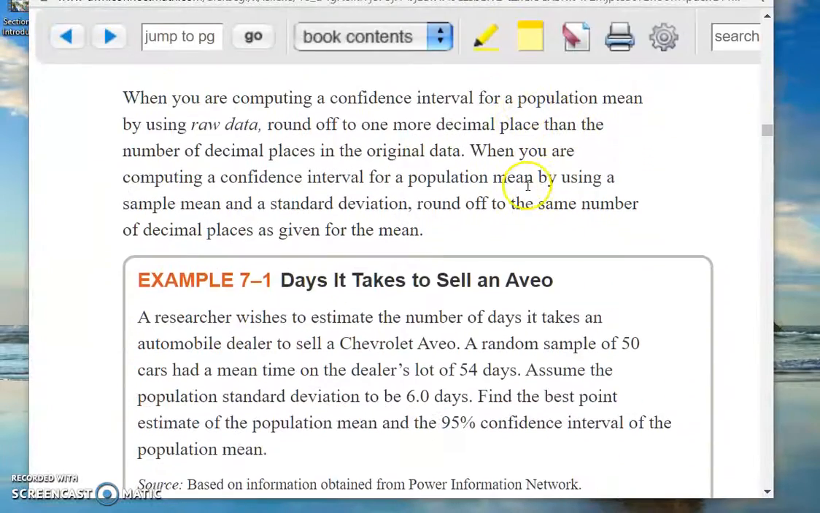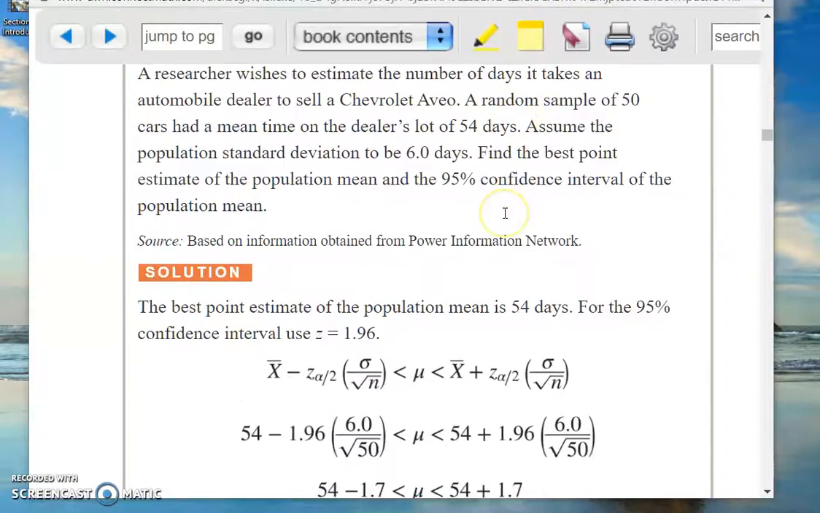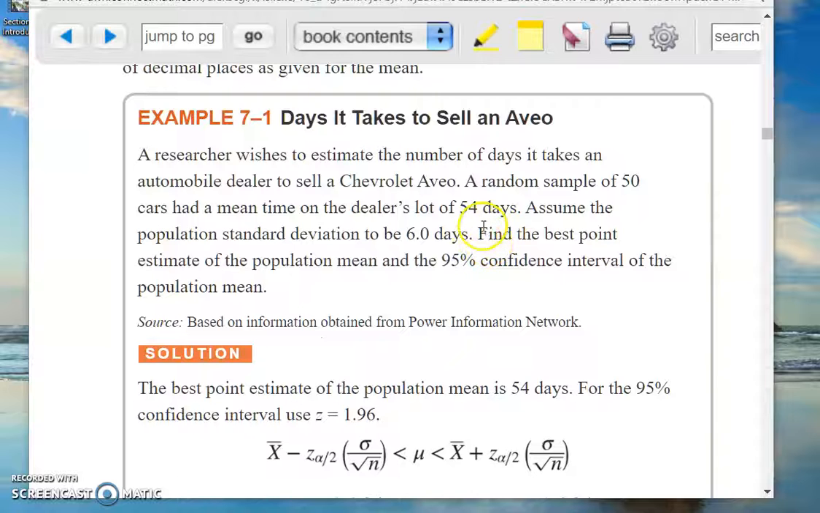And there's a rounding rule. I'll let you read that as well. So let's see if we can come up with something here. This may not be the most exciting example, but it kind of illustrates the point.